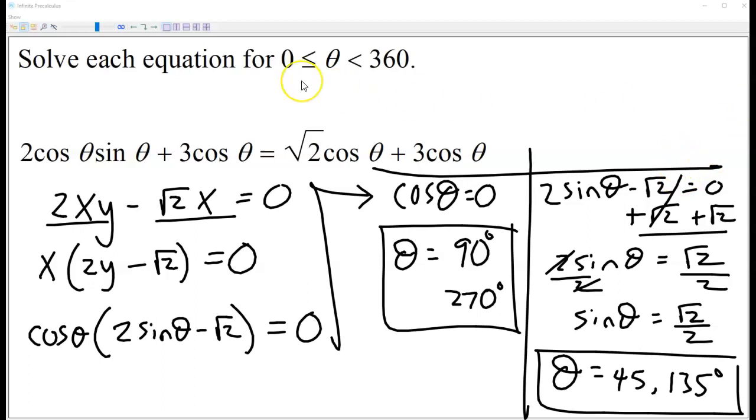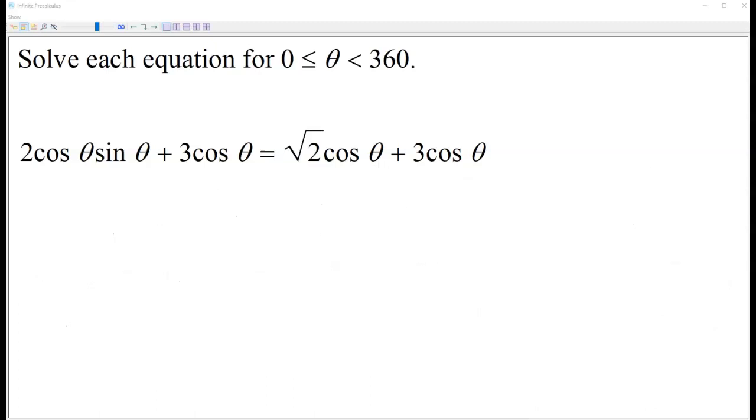Okay. And that's the only thing that's really special or different about this one, is that it ended up giving me more answers, which can happen. So let you guys practice one of those, and we'll look at the answer after that.